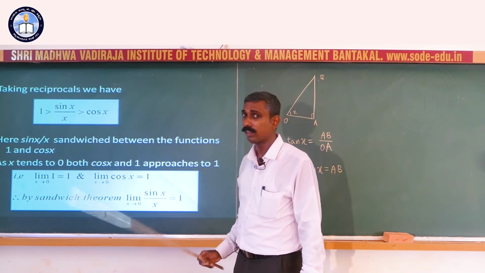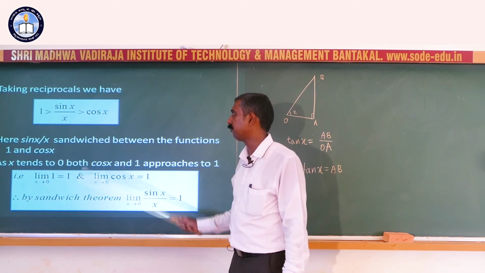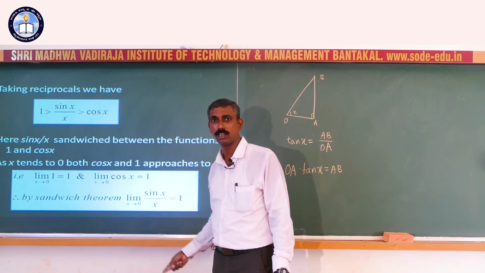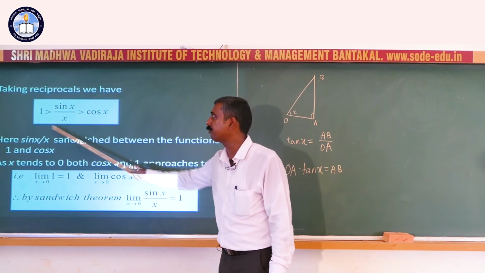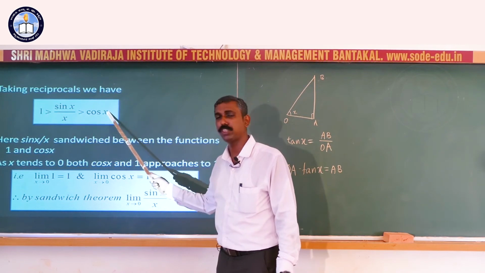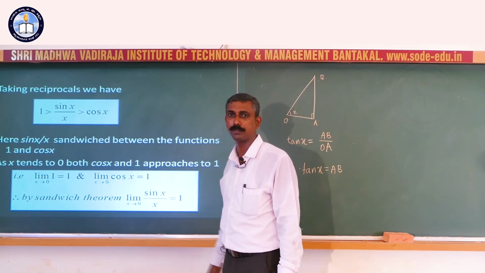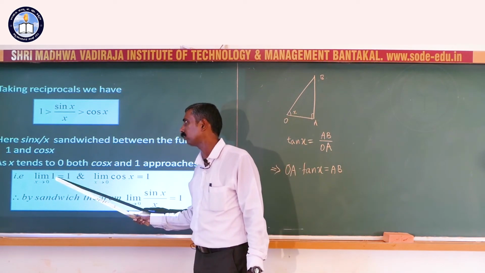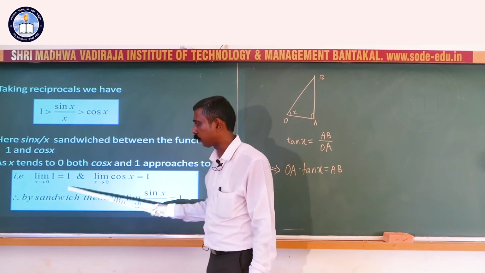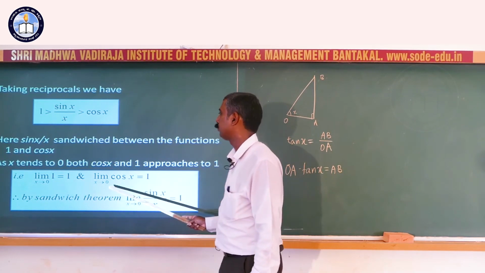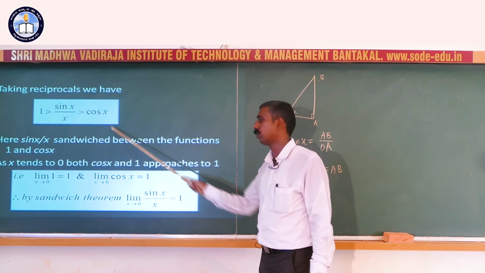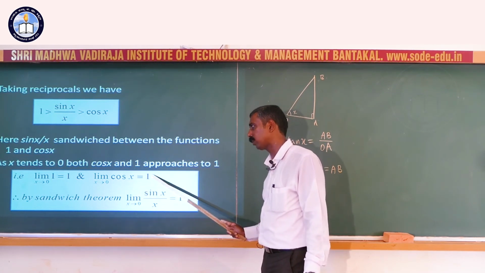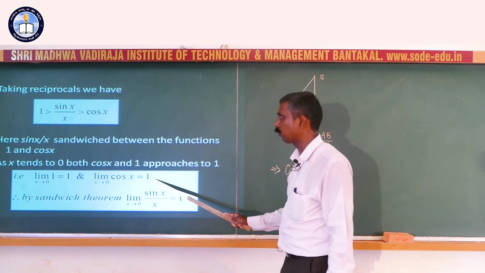Now we remember the sandwich theorem. If f is less than g is less than h, then what happens? The limit of g is sandwiched between the limit of f and h. Let us apply the limit. Limit x tends to 0 of 1: 1 is a constant, so it gives 1 only. Now limit x tends to 0 of cos x. What is the value? It will be 1, as cos 0 is equal to 1.